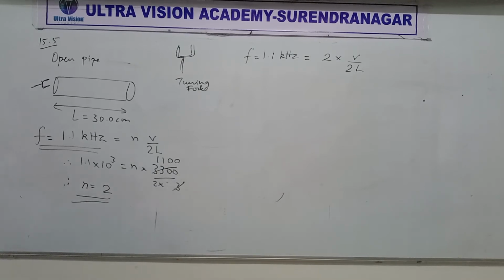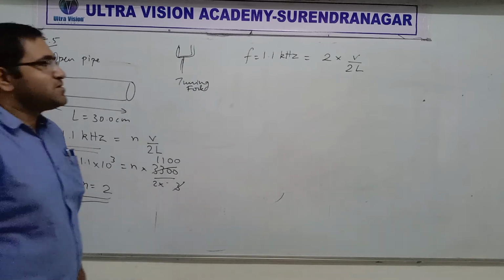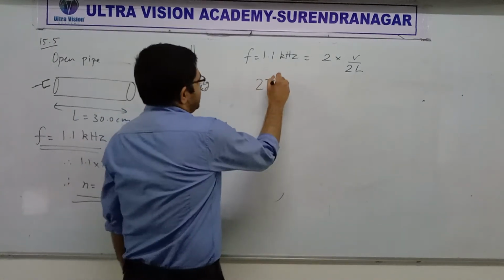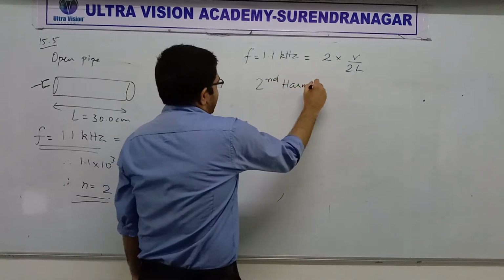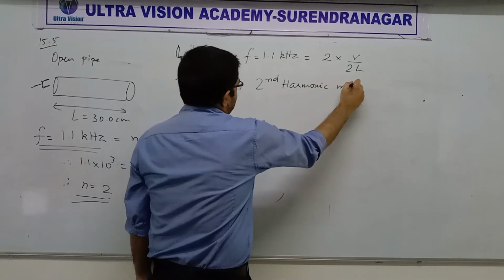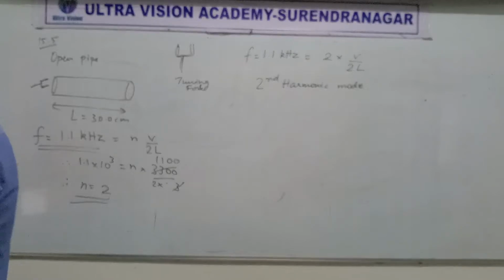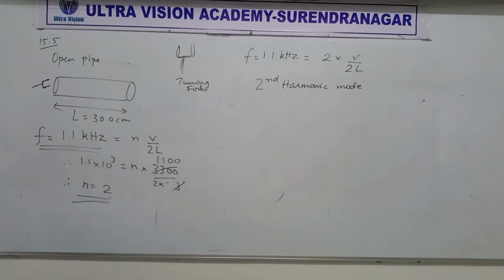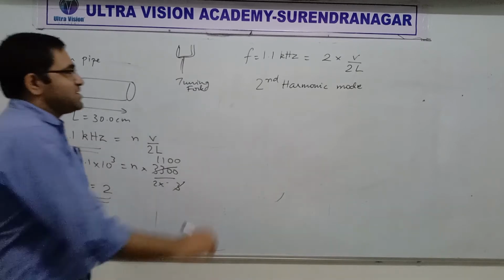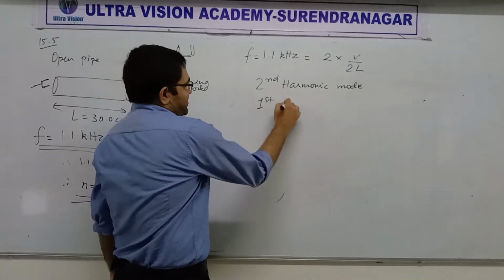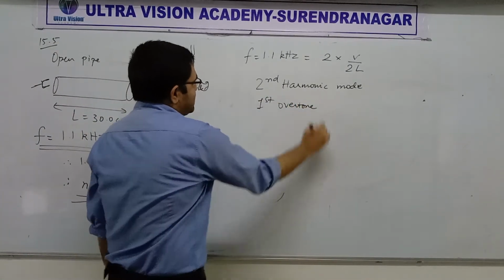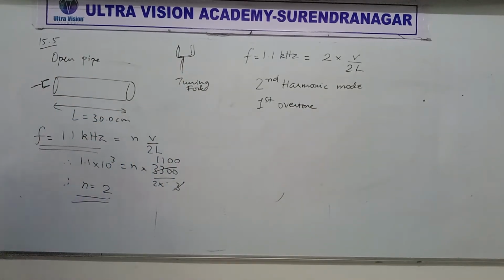Which harmonic? Second harmonic. Very good. Second harmonic mode, you could write it like that. And which overtone? Second harmonic mode, correct. And which overtone? First overtone. Very good, that's right. First overtone. Alright? Fine. How did you know? Easy to get it.